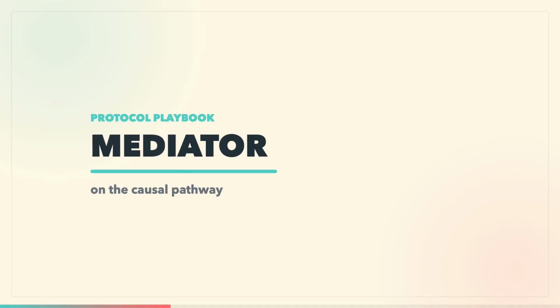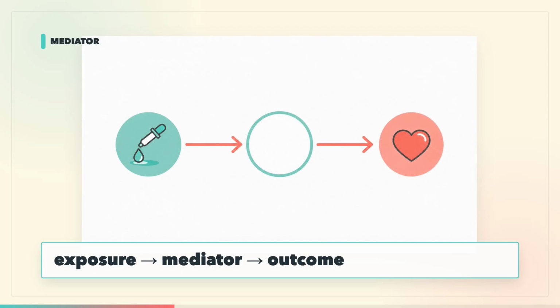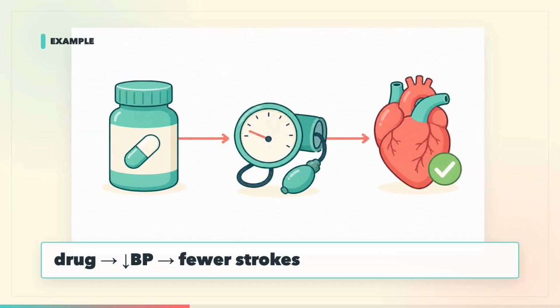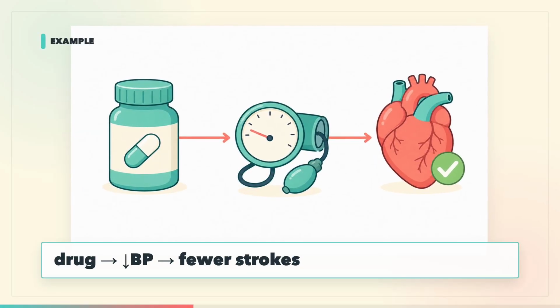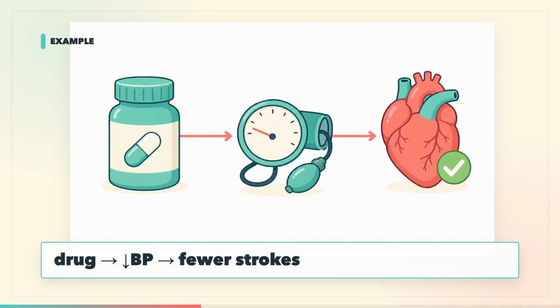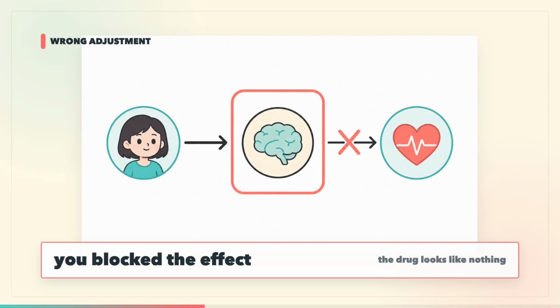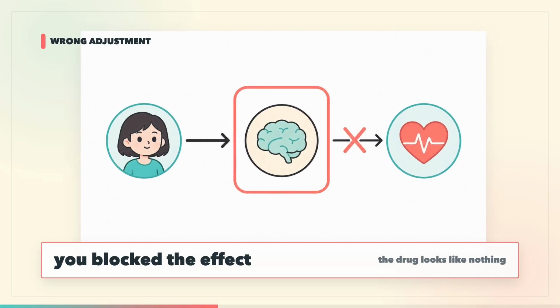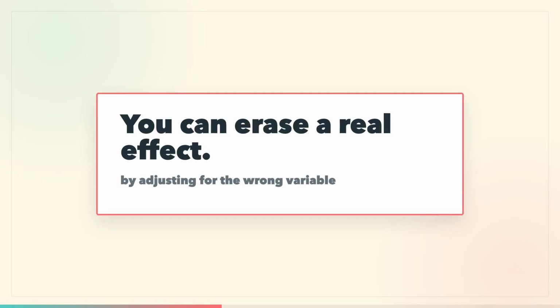Mediator. A mediator sits on the causal pathway between your exposure and your outcome. Your exposure causes the mediator, which causes the outcome. Example, you're testing a new blood pressure drug for stroke prevention. The drug lowers blood pressure. Lower blood pressure prevents strokes. Blood pressure is a mediator. If you adjust for blood pressure in your regression, you've blocked the very effect you're trying to measure. Your drug looks like it does nothing. You can erase a real effect by adjusting for the wrong variable.